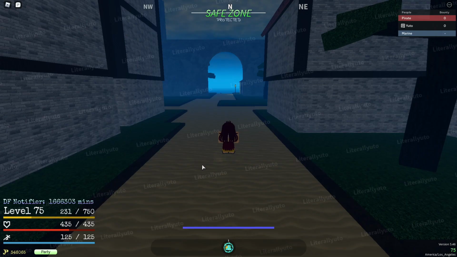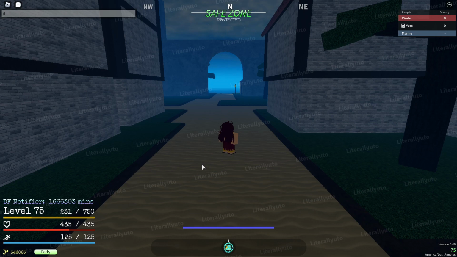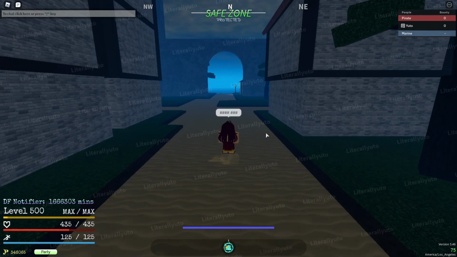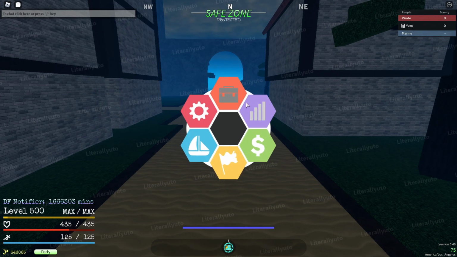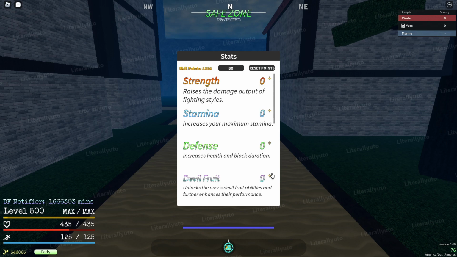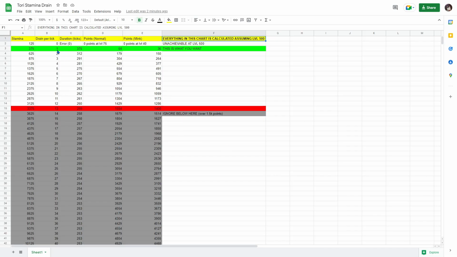But obviously most people are level 500, so at level 500 the lowest drain you can get is 1, and that is 375 stamina or less. To get that as a normal, you would have to put 54 points in stamina, and as a mink, you would need 36 points in stamina.